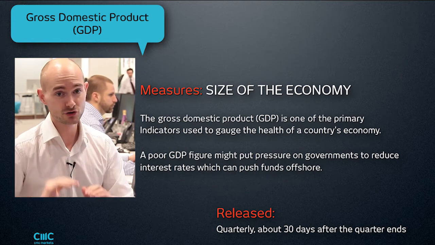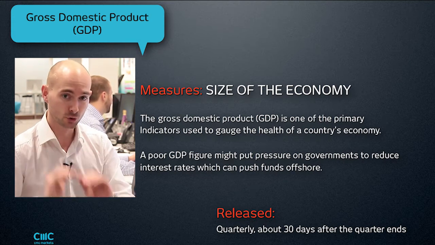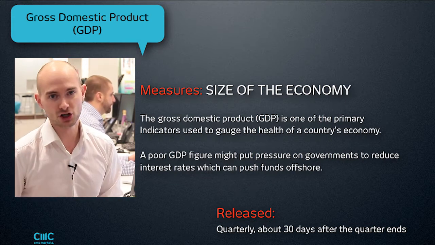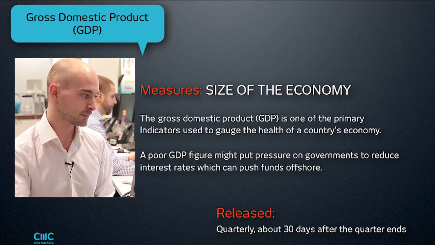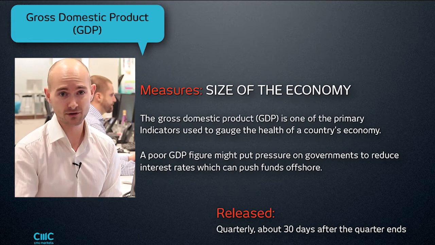If GDP figures are dropping, it puts extra pressure on the government of that particular country to lower interest rates to try and stimulate the economy that little bit more. So GDP, a very important one to come out. It only comes out quarterly, and it comes out 30 days after the end of the quarter.